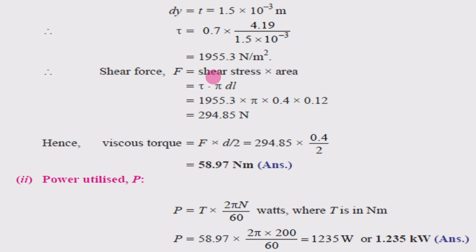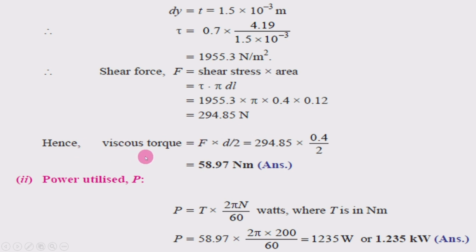Then the shear stress we already know. If you substitute the diameter of the shaft and the length of the bearing where the fluid is in contact with the shaft, which we know is 120 mm, that is 0.212 meter. From that, the shear force we can find out is 294.85 Newton.